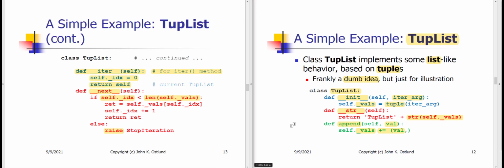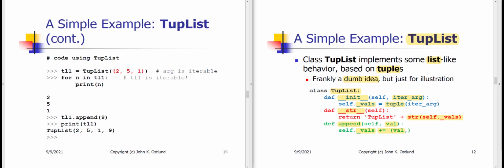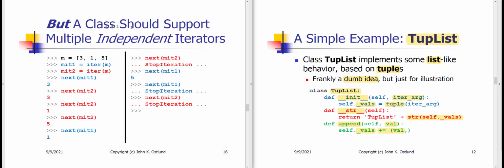Now let me tell you the bad news. Now that we've gotten this thing to work, I'll tell you the bad news. These next couple of slides, 14 and 15, repeat interactively what I showed you in the code file that I have. Here's the bad news. A class really should support multiple independent iterators, not just one iterator for the class as a whole.